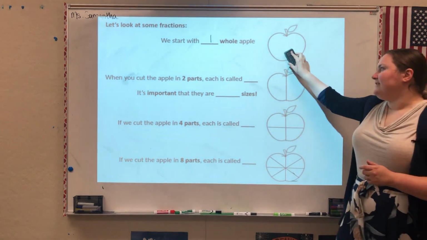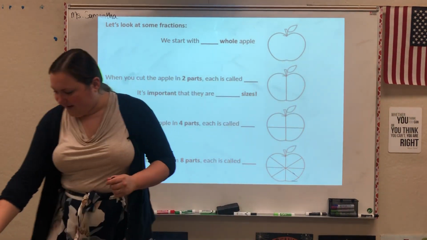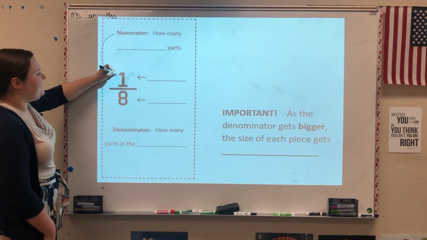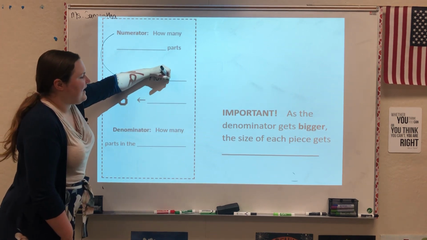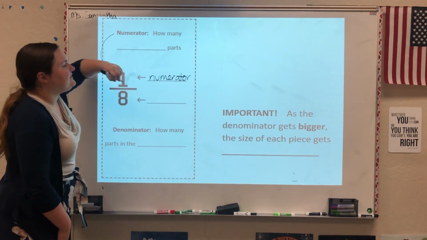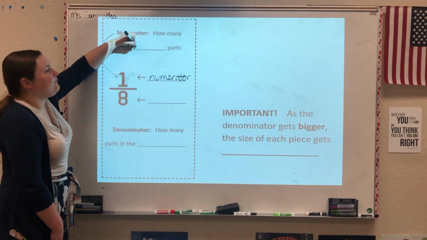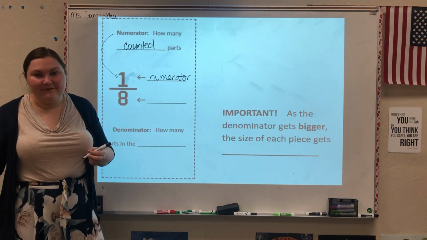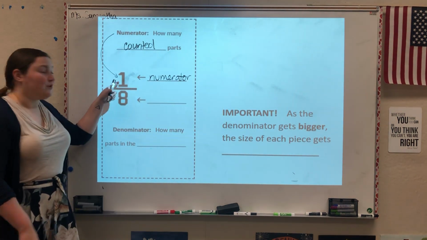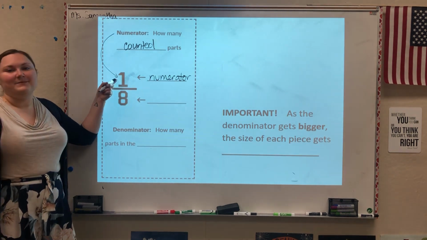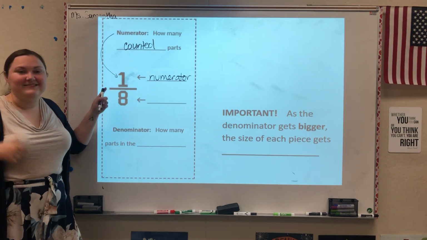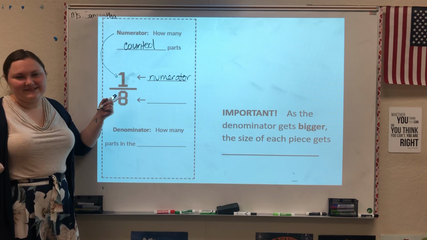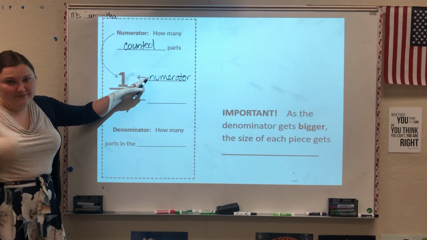The number on top is what we call the numerator. That is this number right here. And your numerator is going to tell you how many counted parts. What I mean by counted parts is how many parts you have. So if I was talking about that apple earlier and I had one of those slices, that one is telling me I have one slice. I have 1/8 of the apple. If I had 2 slices, then I would have 2/8. I would have 2/8 of the apple. This number, your numerator, just tells you how many you have.